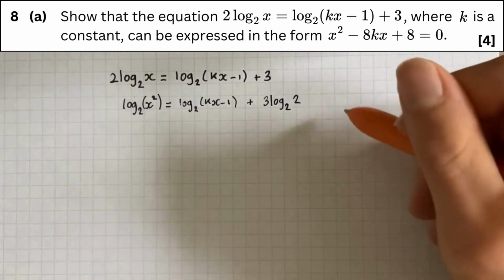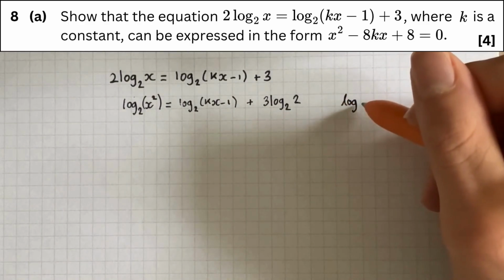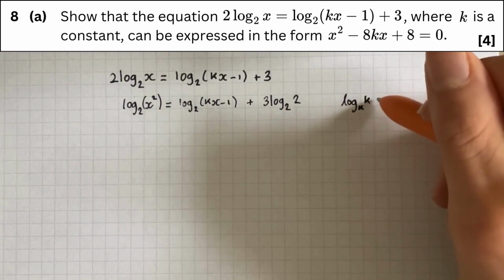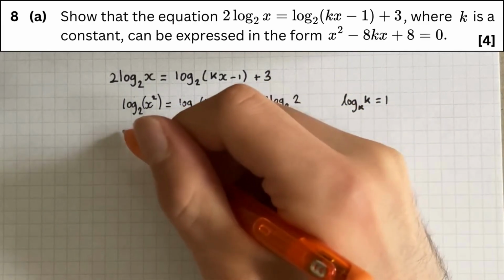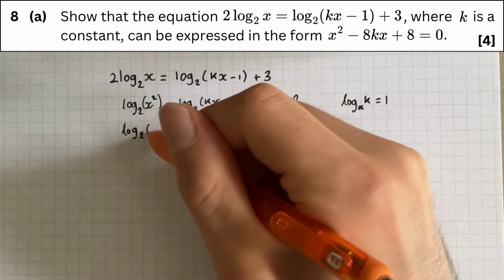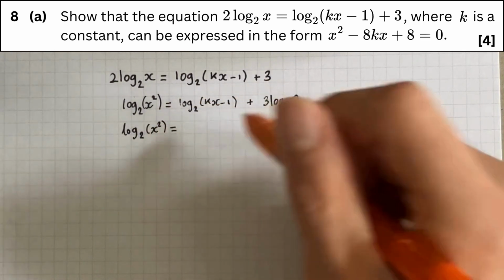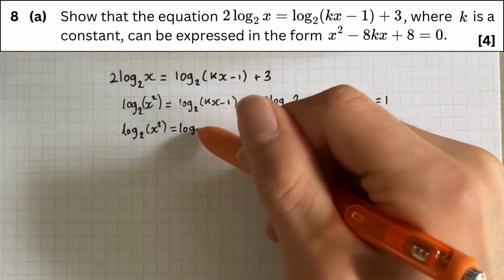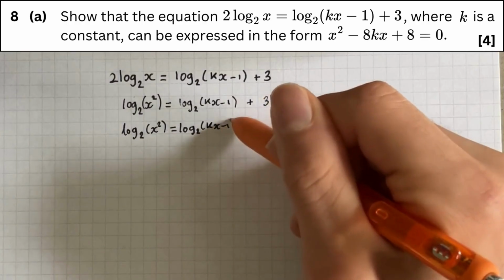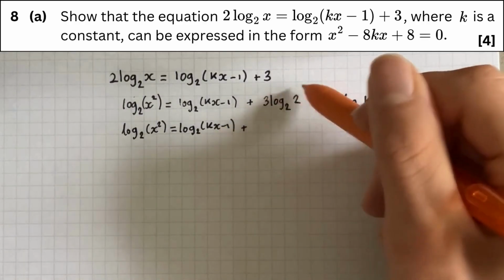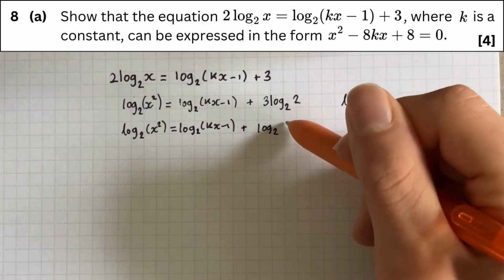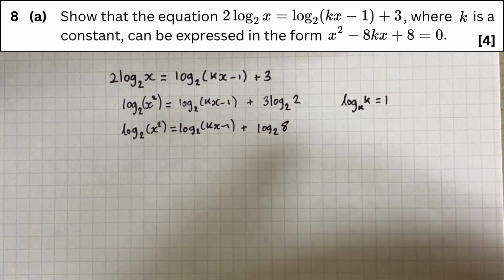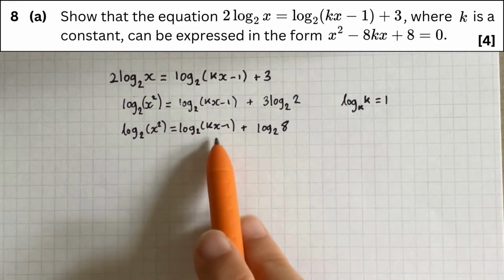Log base 2 of 2 is 1, so we've not changed anything here. In fact, log base k of k is 1. So nothing has been changed. Now, though, that 3 can be brought up as a power, just like the 2 was on the left-hand side. So if I write that out, we now get log base 2 of 2 to the power of 3. But 2 to the power of 3, as we all know, is 8, so I'm going to put 8.